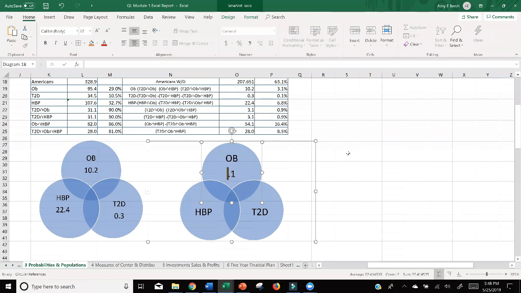And I'm going to go ahead and include the percent sign here of Americans are obese. Our type 2 diabetics, we have, wait, is that type 2 diabetics? Is 0.1%. And then people with only high blood pressure, we had 6.8%.